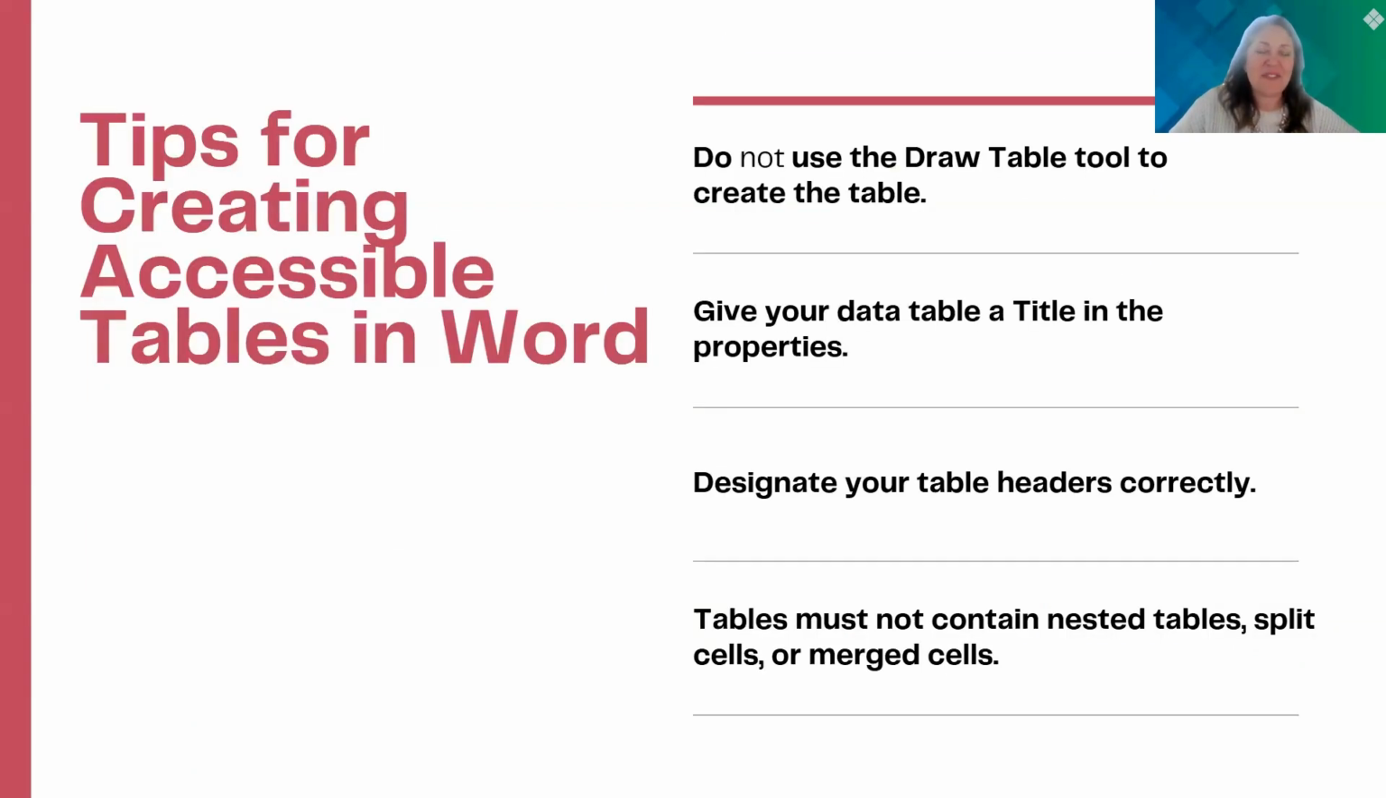So our big tips for creating things accessibly in Word. If you start with accessibility in the beginning, it is much easier than backtracking and trying to make it accessible. So do not use the draw tool in Word. You're actually going to do insert table, and I'll show you that in just a moment. You're also going to want to give your data table properties such as a title. If you give it a title and someone's using assistive technology, they can decide based off that title if they want the table to be read to them or if it's information they really don't need.